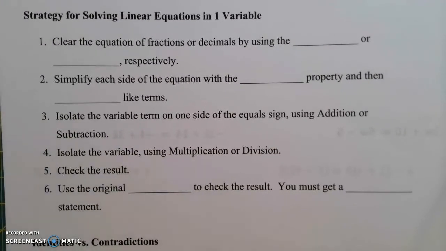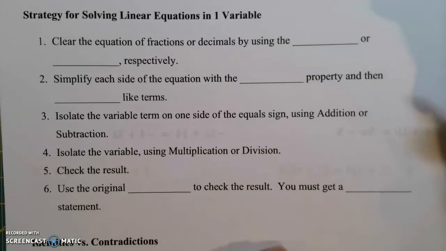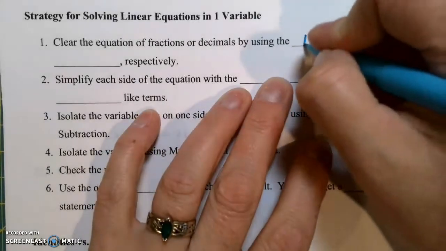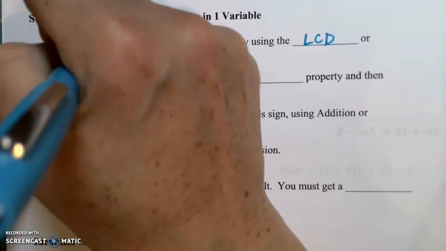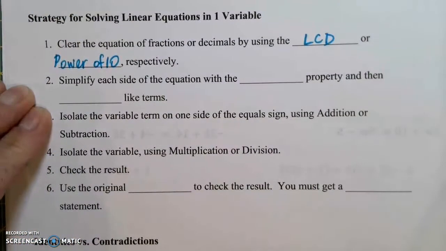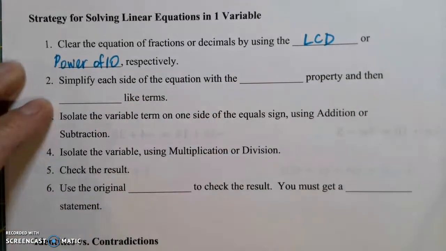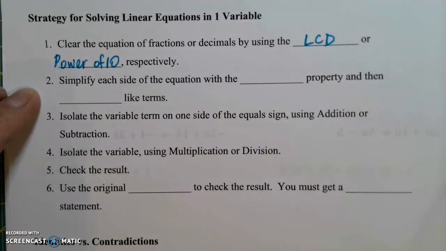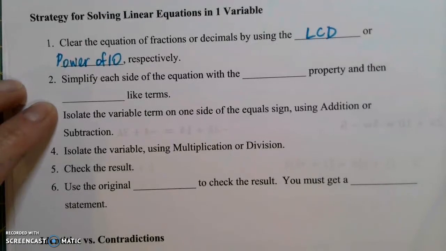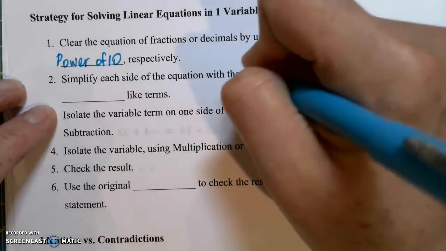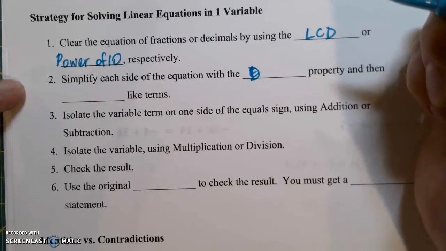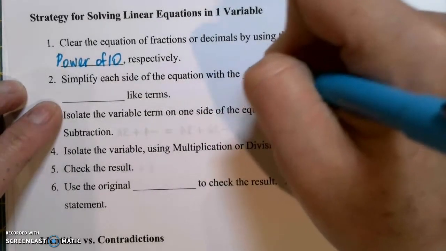So we're going to clear the equation of fractions or decimals by using the least common denominator or power of 10, respectively. And I will explain more about that when we look at the examples. Simplify each side of the equation with the distributive property.